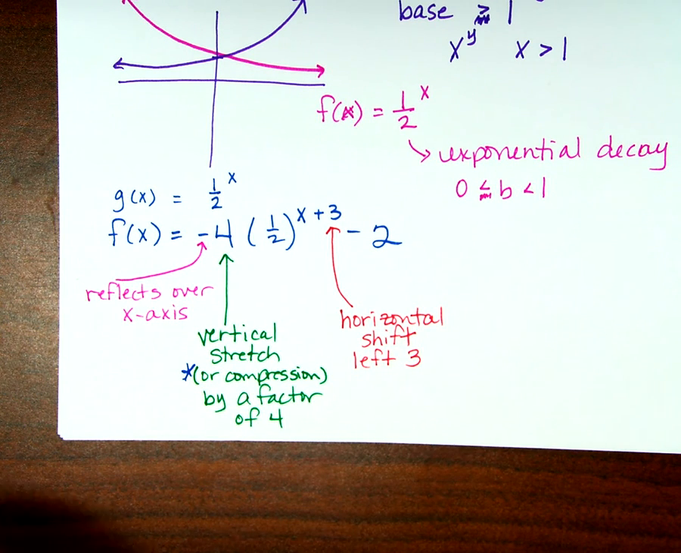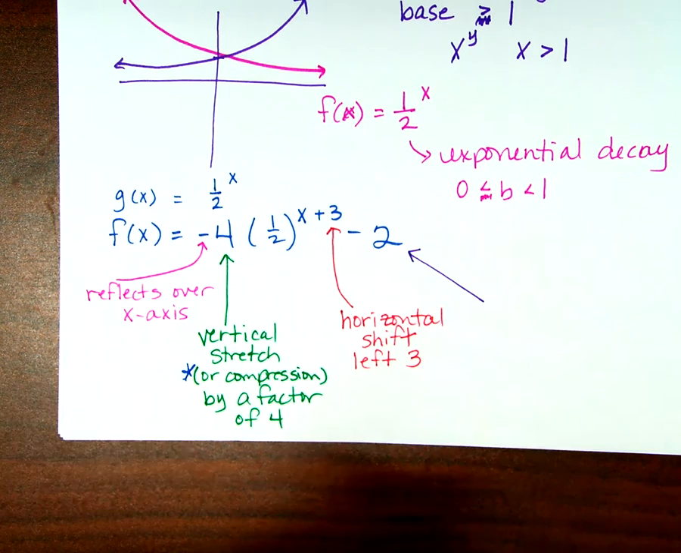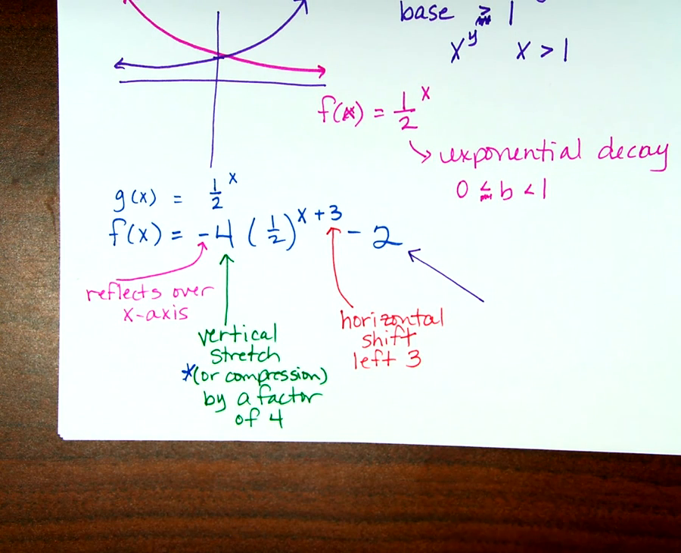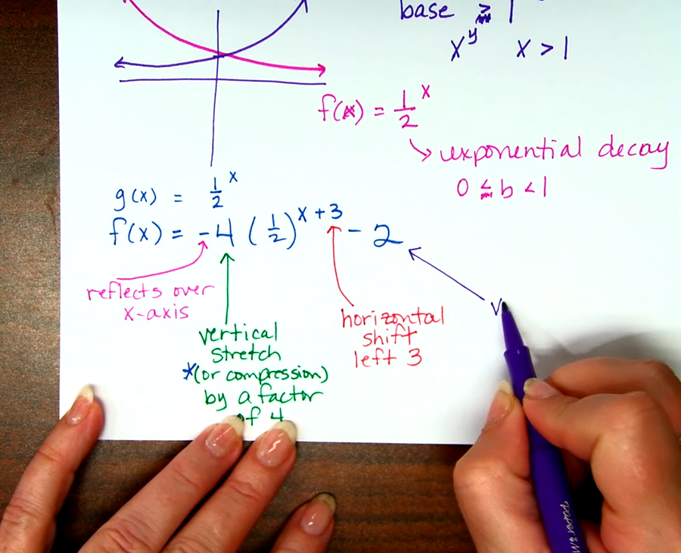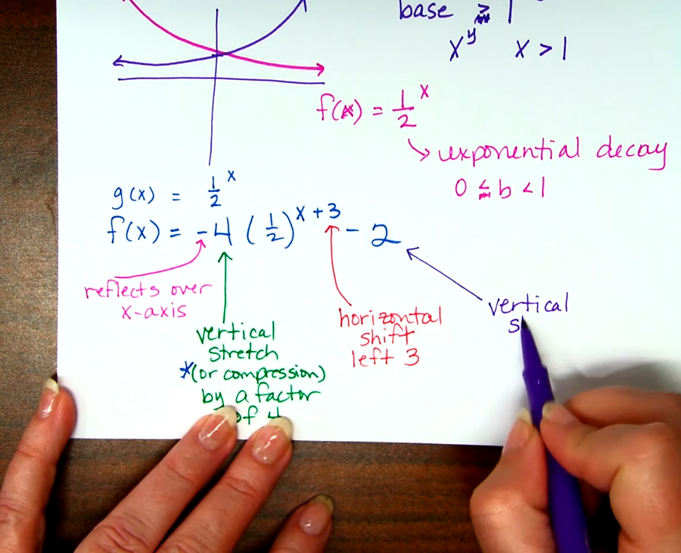And we got one more thing to deal with. The 2, right? Can you tell that the 2 is outside of the function? So what kind of change does it cause? Vertical change. This particular kind of vertical change is a shift.